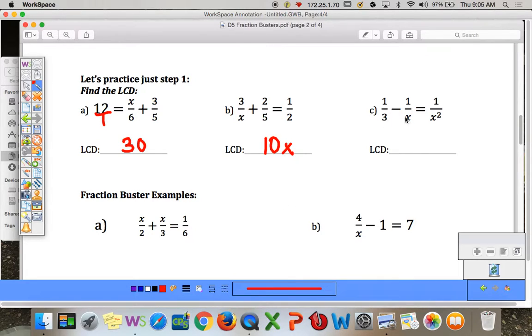And here we have 3x and x squared. So again, we have 3. And then if there's more than like an x with an exponent, you'll need the highest power of x. So these are all the lowest common denominators of the first 3 examples. Now let's go a step further and actually solve.